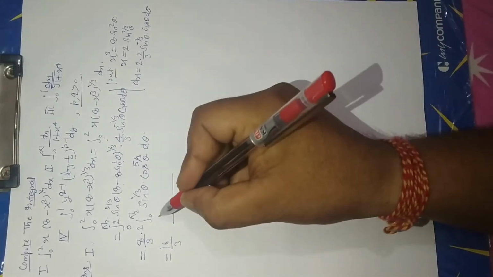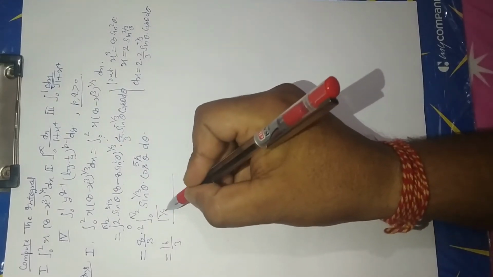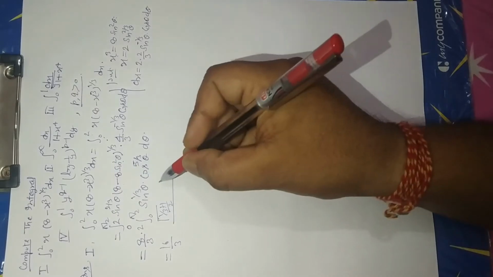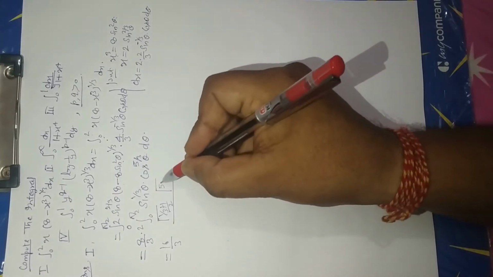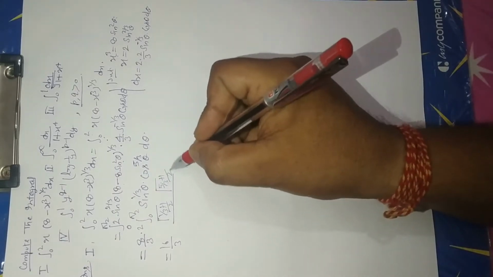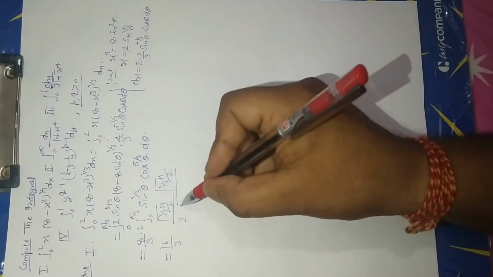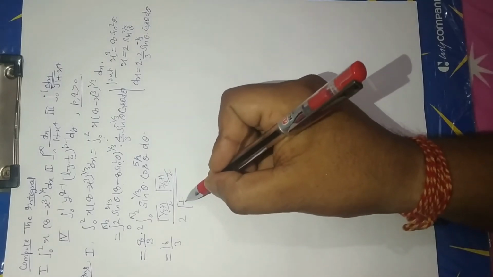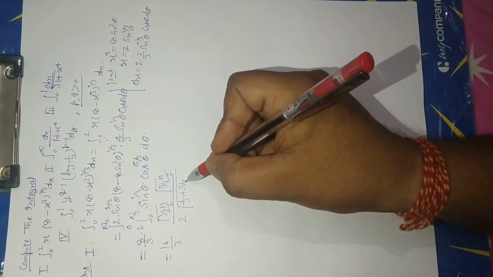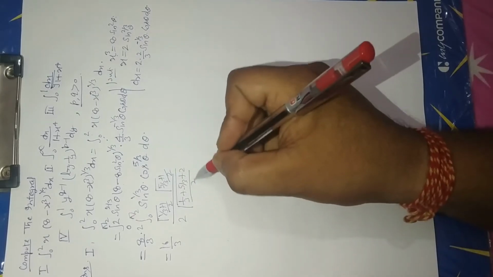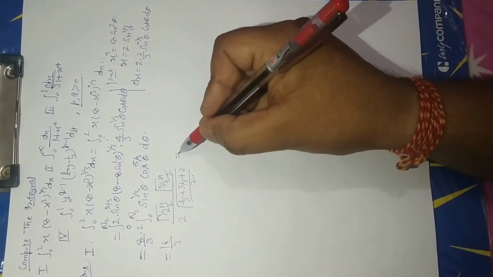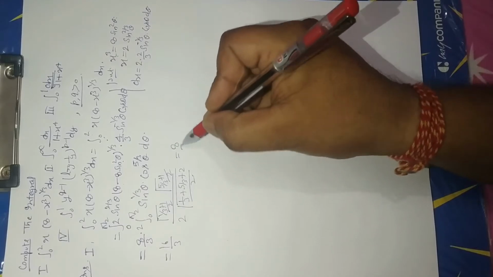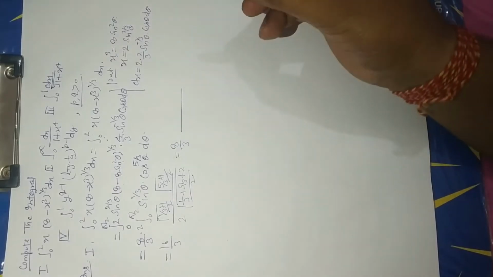Now applying the gamma formula: Γ((1/3 + 1)/2) Γ((5/3 + 1)/2) divided by 2 Γ((1/3 + 5/3 + 2)/2). This is equal to Γ(8/3).